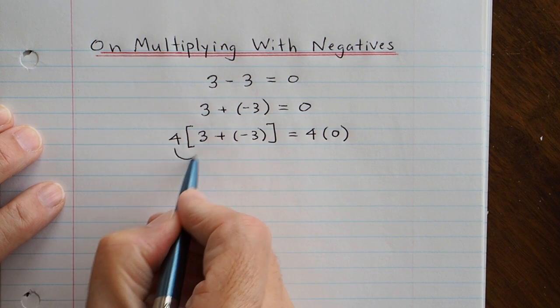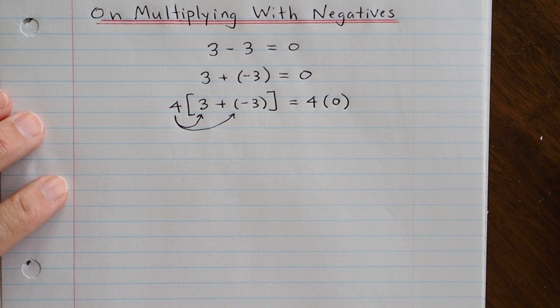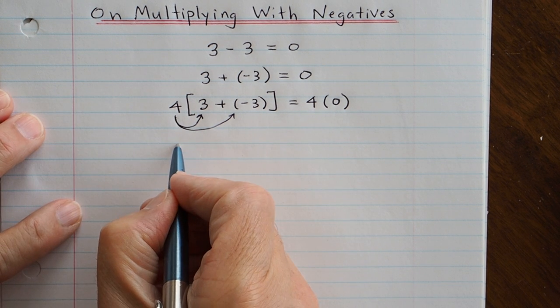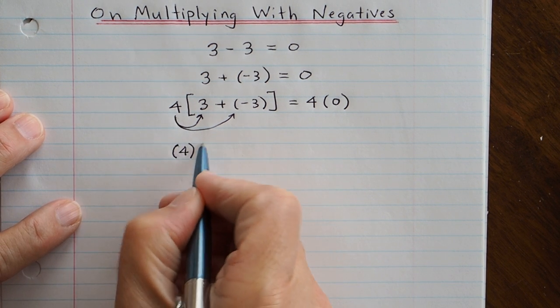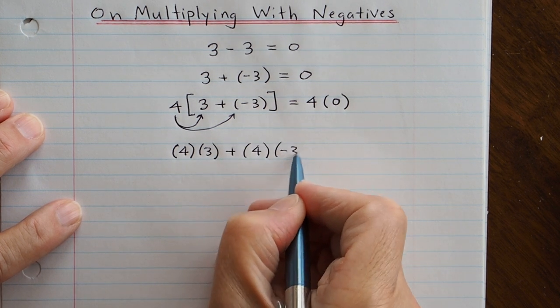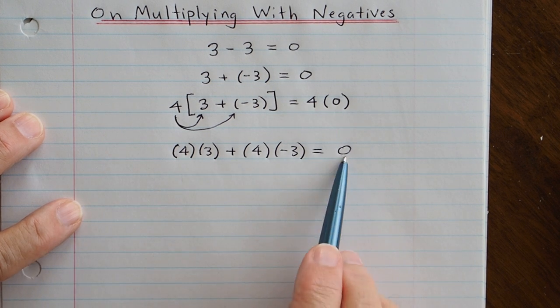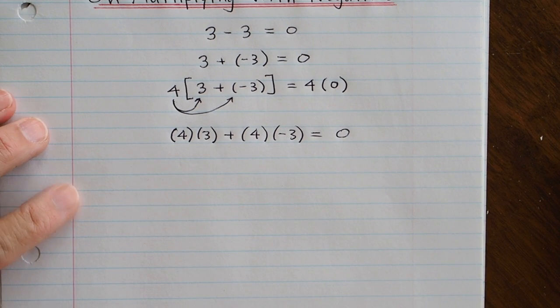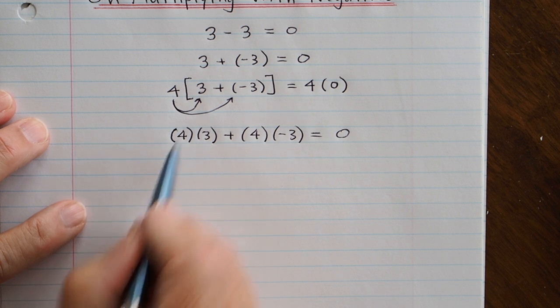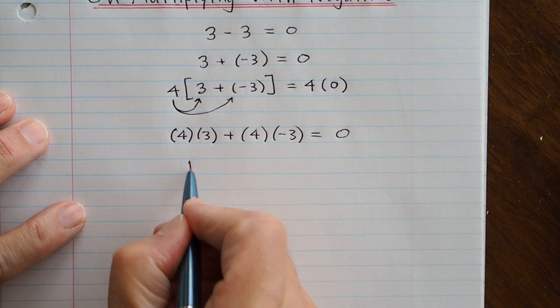So on the left side, I'm going to multiply through by my 4 using the distributive property of real numbers. And that gives you 4 times 3 plus 4 times negative 3 equals 0, because 4 times 0 is 0. Now, multiplication between positive numbers is very well defined. We already know it's positive. That's fine.